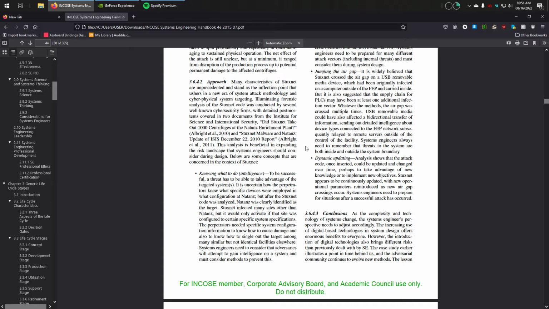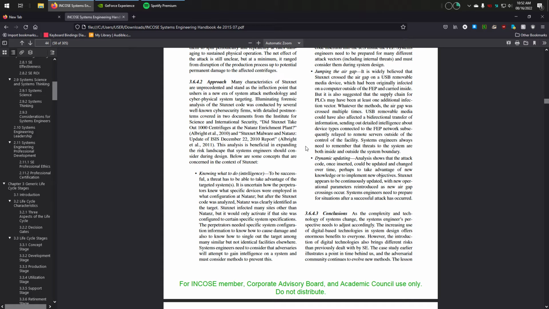This analysis is beneficial in expanding the risk landscape that systems engineers should consider during design. Below are some concepts that are concerned in the context of Stuxnet. Knowing what to do. Intelligence. To be successful, a threat has to be able to take advantage of the targeted systems. It is uncertain how the perpetrators knew what specific devices were employed in what configuration at Natanz, but after the Stuxnet code was analyzed, Natanz was clearly identified as the target.